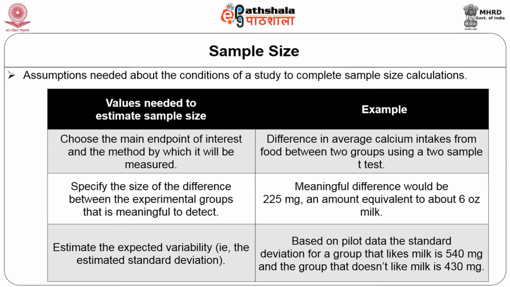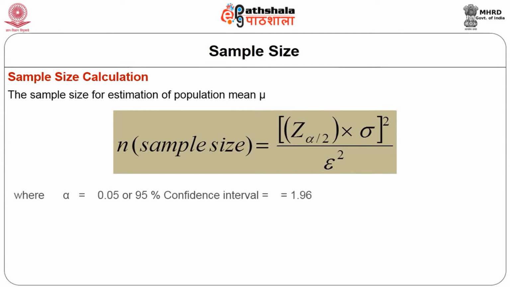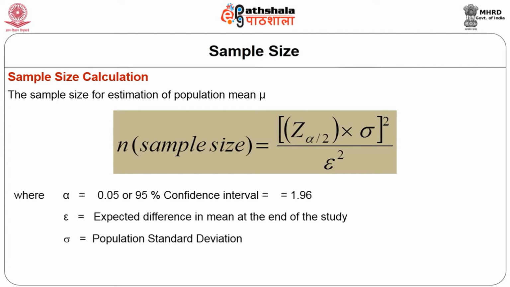That's why it is called a 95% confidence interval. If you see in the picture on the screen, the formula is given for a sample size calculation for the mean change or mean effect. The formula says Z alpha by 2 into sigma, which we call the standard deviation, the square of that, divided by epsilon. Epsilon is nothing but the amount of change you are expecting at the end of the study. So these are the 3 parameters we have to substitute.